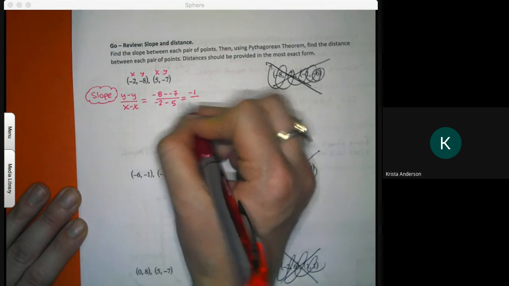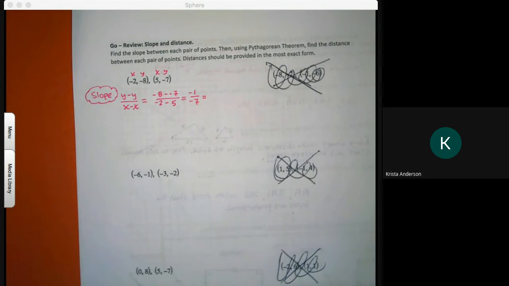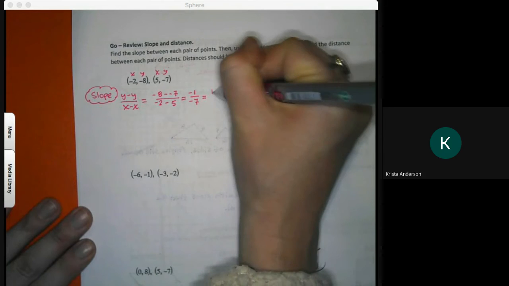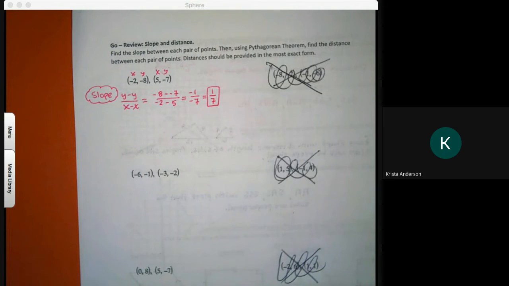-2 minus 5 is -7. What do two negatives do? Equal positive. So when I type it in on my computer, I'm just going to type it as 1 over 7. I don't know if it will be mad if you put both negatives, but I would just get rid of them to be safe.